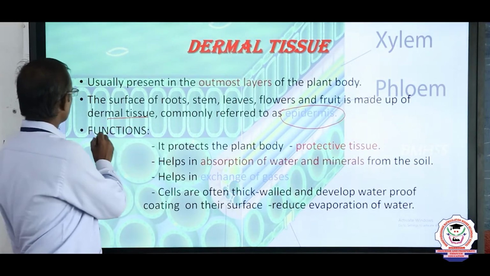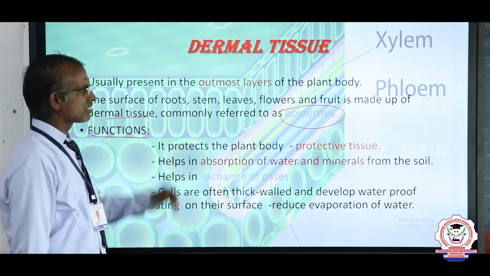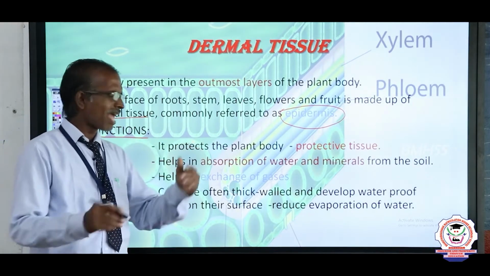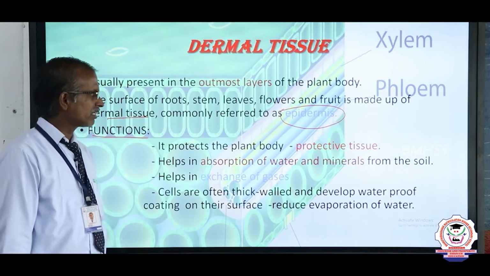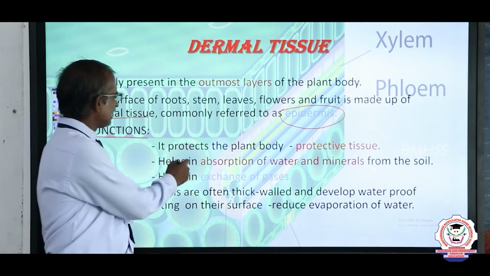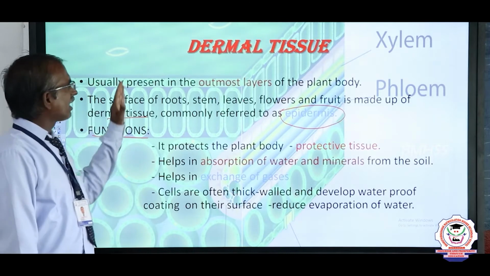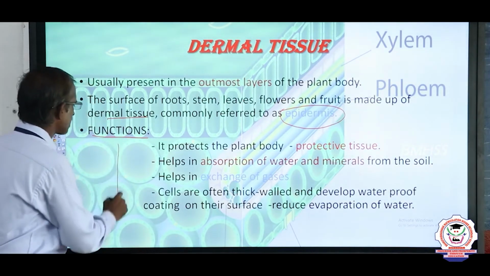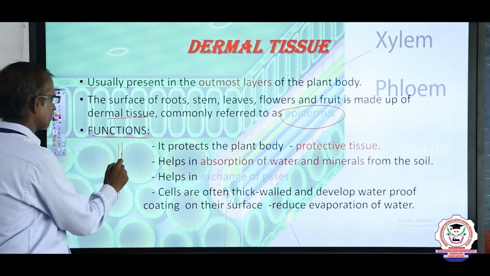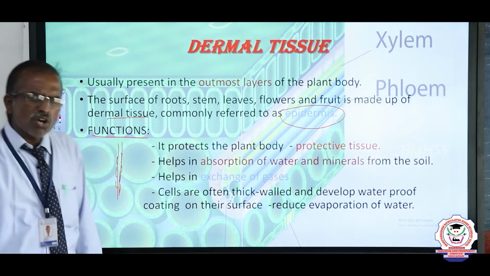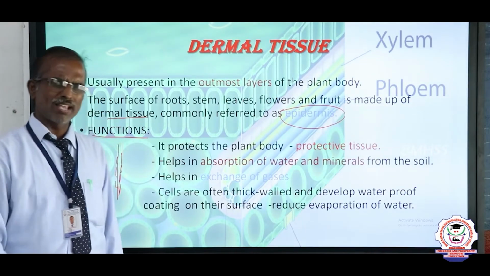Right. What are the functions of the dermal tissue? Dermal tissues mainly protect the plant body, and therefore it is known as protective tissue. The dermal tissue present in the root region, the outermost covering, mainly helps in absorption of water from the soil.